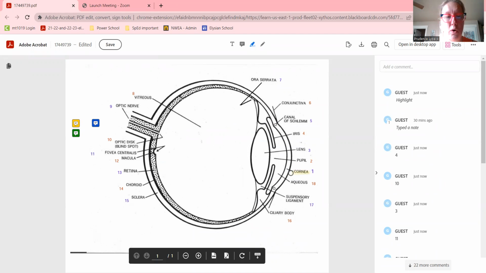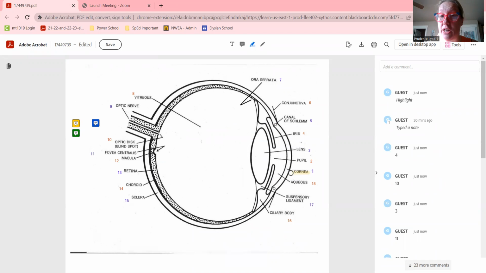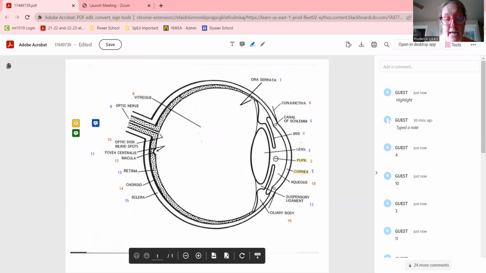Area one is the cornea. And the cornea is that front part. It's the outer protection of the eye. The pupil, that's that black spot in our eye, and it's the center. It's where light passes through. It looks black. Our lens is number three.